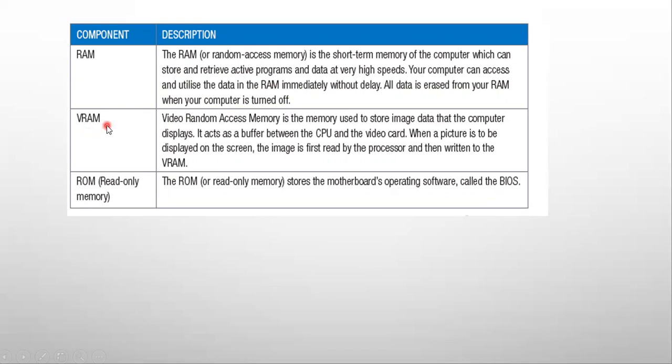VRAM, that's video random access memory, is memory used to store image data that the computer displays. It acts as a buffer between the CPU and the video card. When a picture is to be displayed on the screen, the image is first read by the processor and written to VRAM. That's video random access memory. ROM, read-only memory, stores the motherboard's operating software called the BIOS. So BIOS.